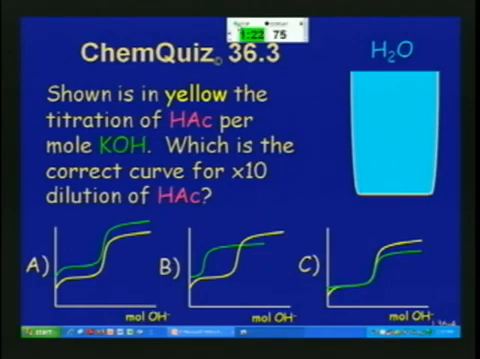Does the pH go up by 1 unit for a weak acid? Just adding water: HAc plus H2O gives H3O+ plus Ac-. So we add water. What do you do?